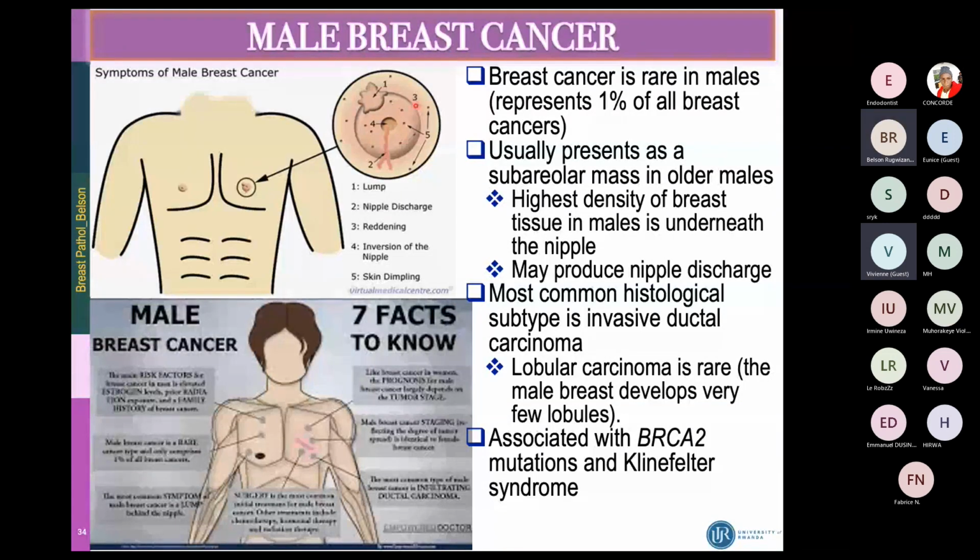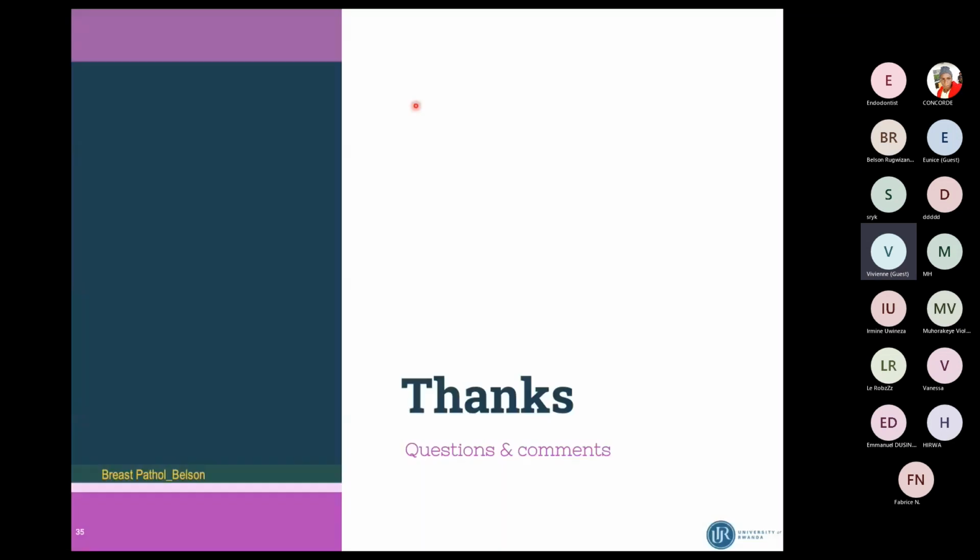If a man has a cancer of 2 centimeters and a woman has one of 2 centimeters, you will find almost all the men have metastasis, while very few women with cancers of the same size do, because men don't have enough area to invade before invading the vessels. So that's all for this presentation. Any further questions?